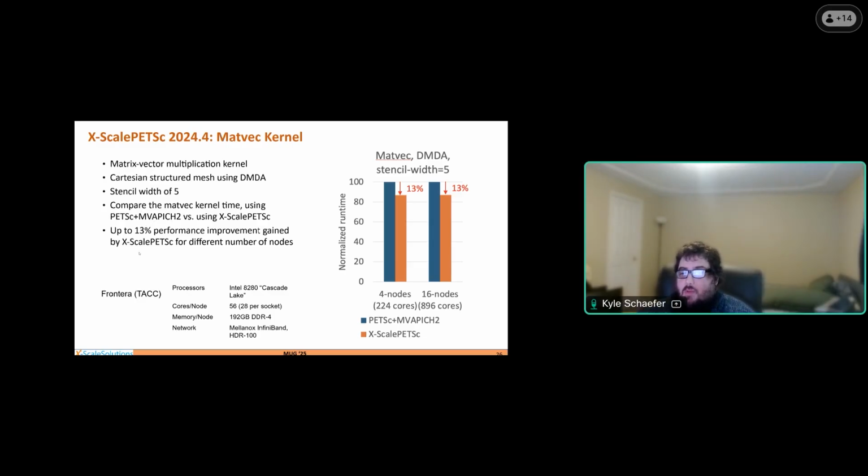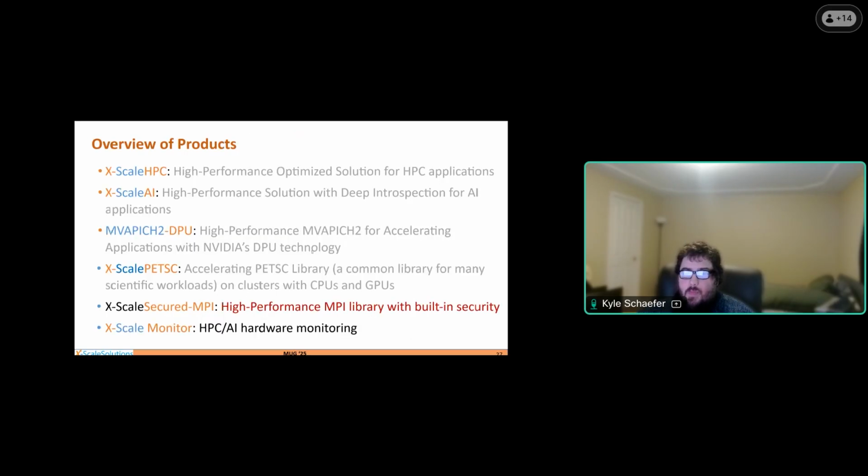So next we'll talk about X-ScalePetsy. Petsy is a library that is used for many scientific workloads. It's the portable, extensible toolkit for scientific computation. It includes a large suite of parallel linear and nonlinear equation solvers, integrators, optimization algorithms, and it's used by a lot of toolkits and libraries like FreeFem, MFem, Moose, OpenFOAM, and so on.